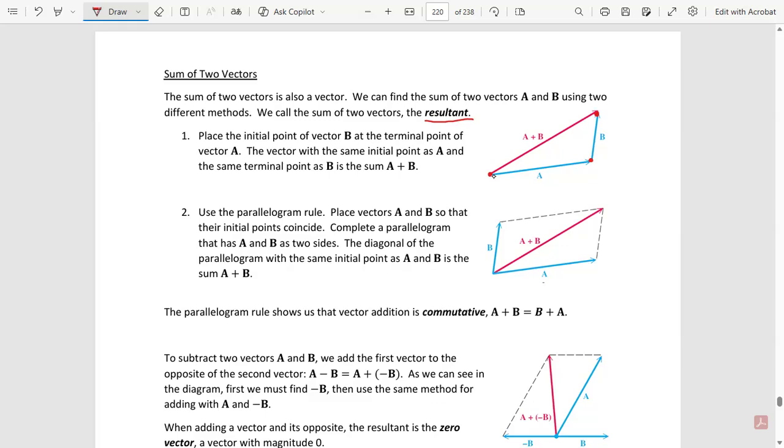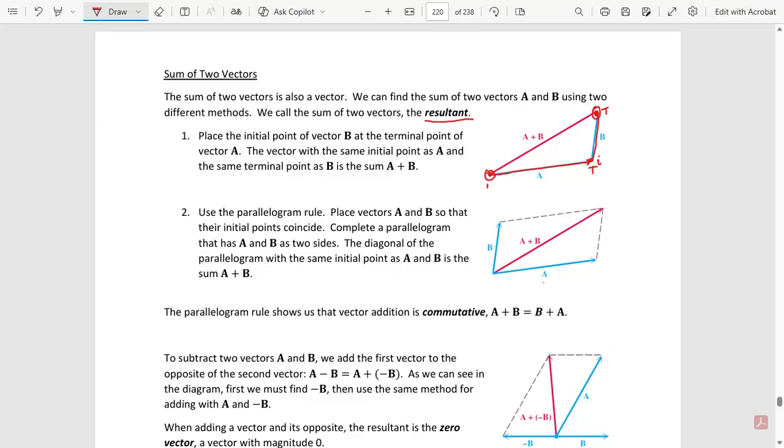So you can see vector A, with its initial and terminal points. For vector B, the initial point is on the terminal point of A, and the terminal point is on this part. So starting from the initial point of A to the terminal point of B gives us the result.